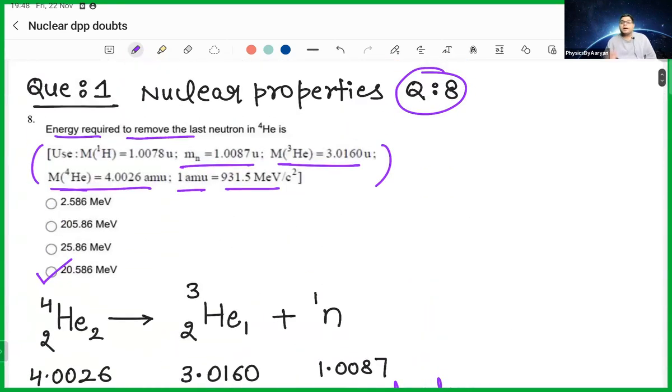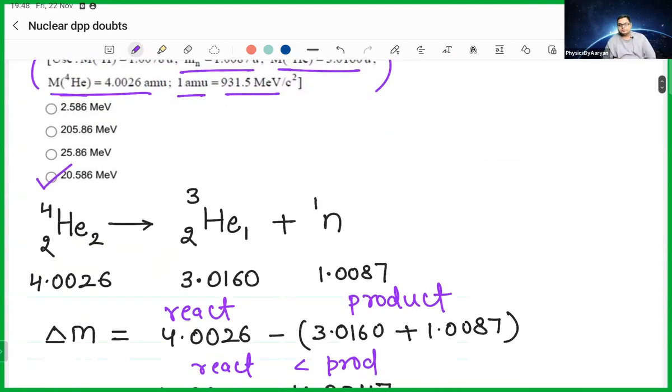Energy required to remove. Why was energy required? Because the mass is increasing. And the only way the mass can increase is, okay, I gave the energy and the nucleus converted that energy into mass. And the mass of the product became bigger than the mass of the reactant. Okay? So that is the physics.